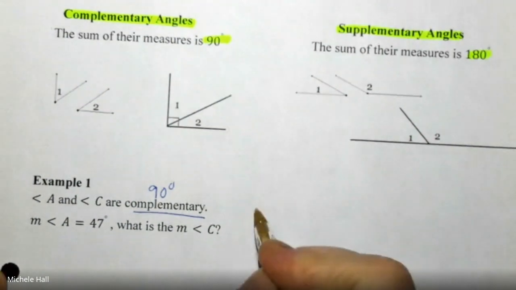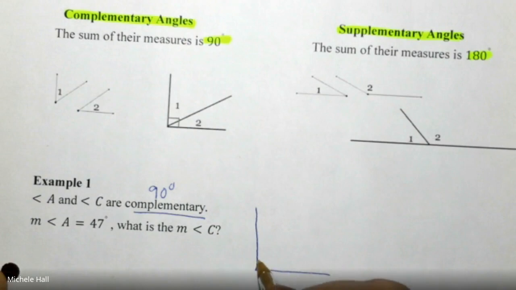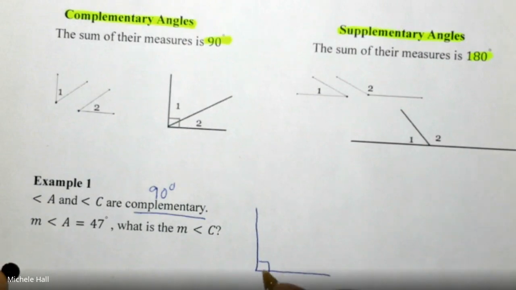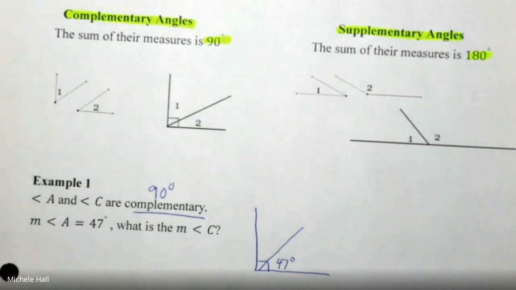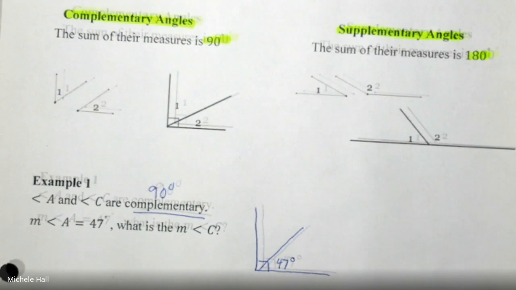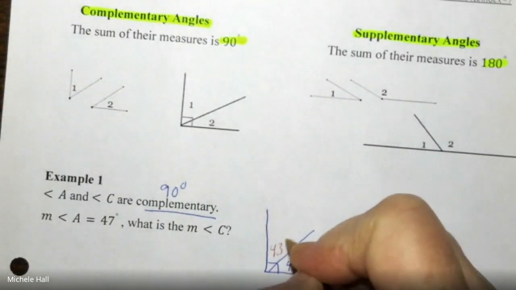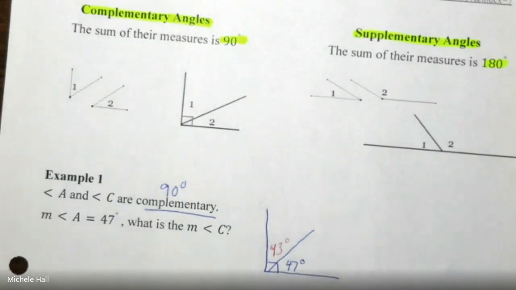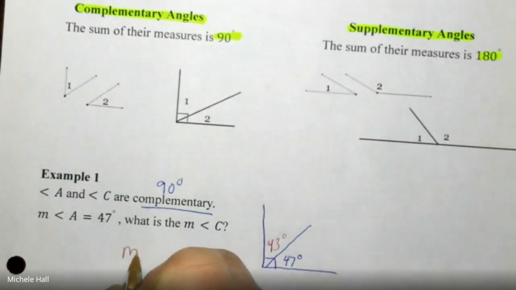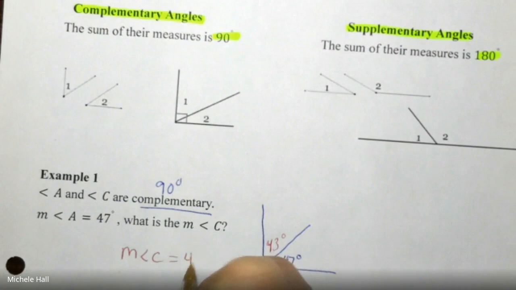So they just told you this. They told you that. And then they told you one of the angles is 47. How much did you get for the second angle? 43. Exactly. 90 minus 47. So it's going to be 43 degrees. So the measure of angle C equals 43 degrees.